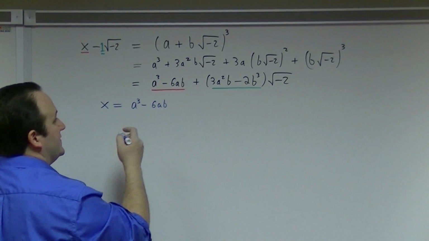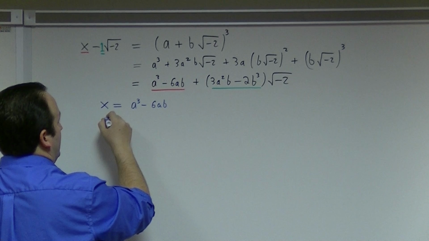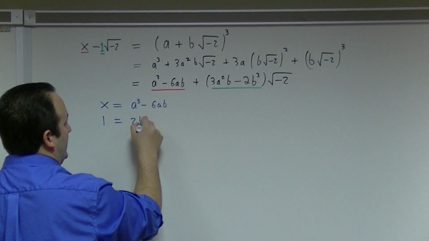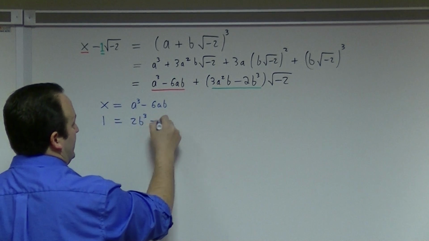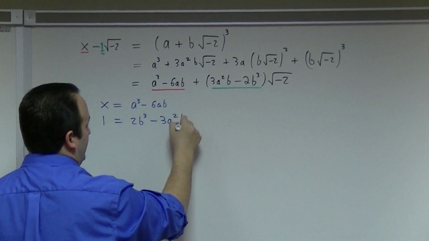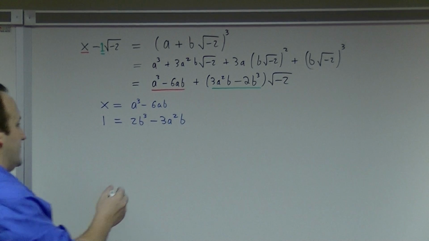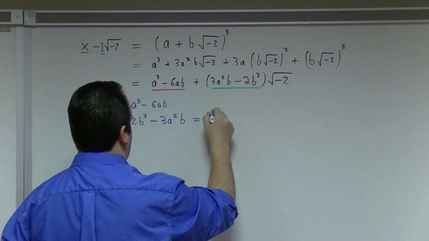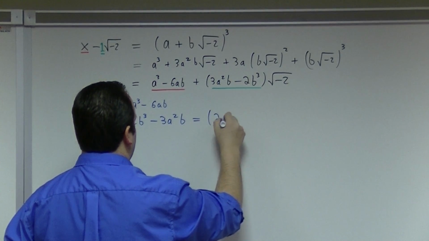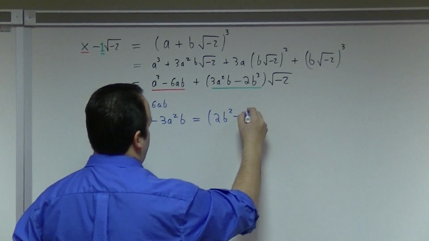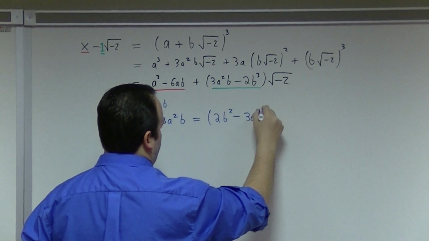But the other one is pretty awesome, because the other one says, I'm gonna solve it for 1. 1 is equal to 2b cubed, and I absorb the minus 3a squared b. All right, now we can factor out a b. Let's see here. So I'm going to factor b out. What do we get? 2b squared minus 3a squared, times b.